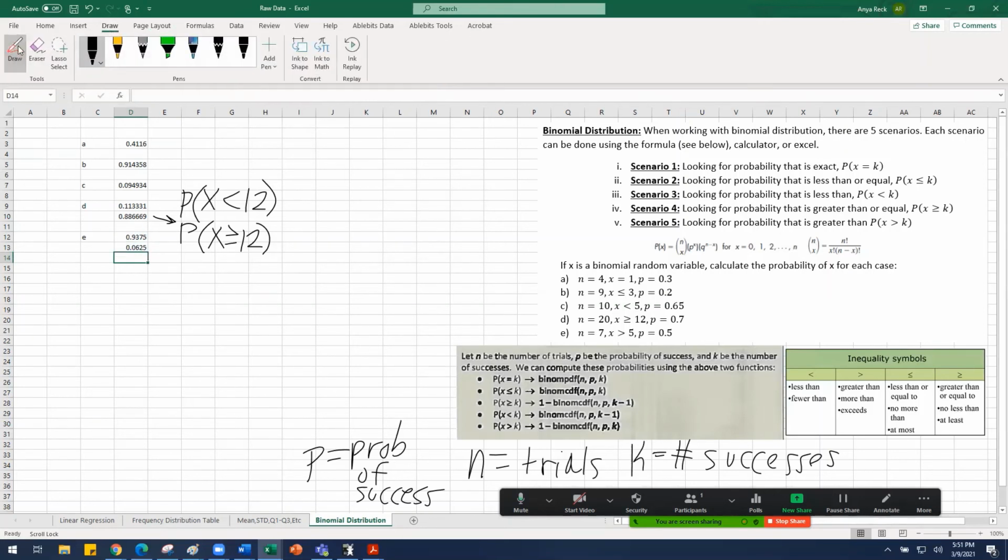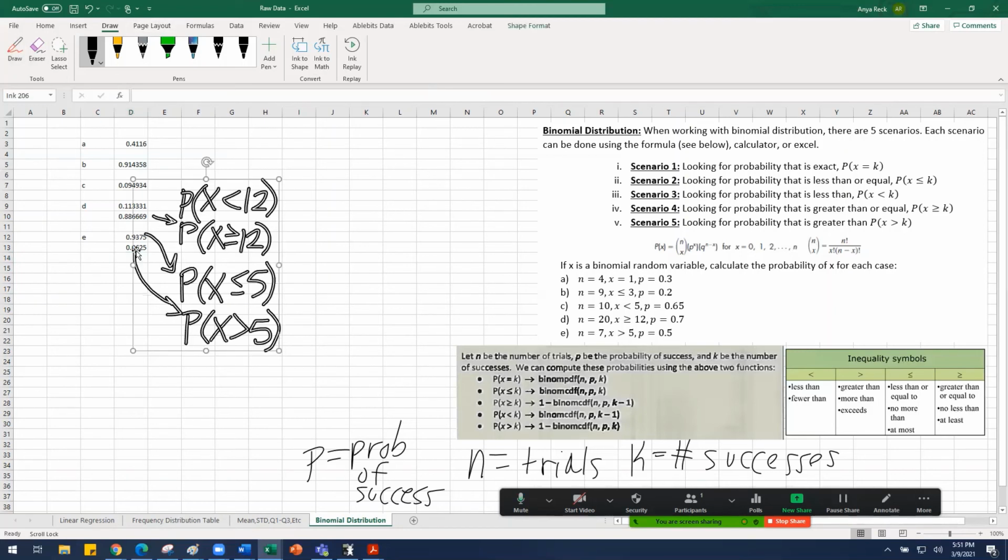So again, this answer here gives you the probability of x less than or equal to 5. And then the answer we actually wanted was the probability x greater than 5. So we'll check this answer in the calculator. So this is the answer we wanted.